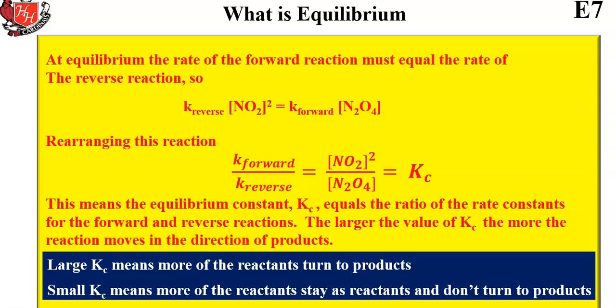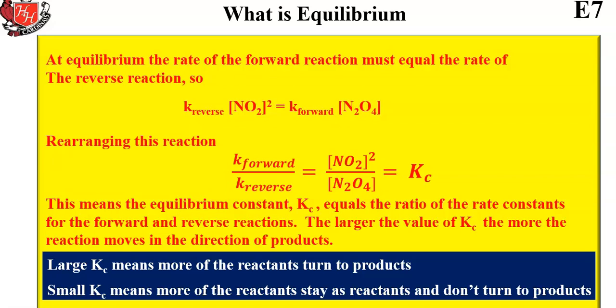Since k forward over k reverse, since they're both constants, will come out to be some other constant, whatever that number happens to be. And we call that new constant the equilibrium constant. So that's how you use the laws of kinetics that we studied in the last week with the equilibrium constant. This means the equilibrium constant Kc equals the ratio of the rate constants for the forward and reverse reactions.